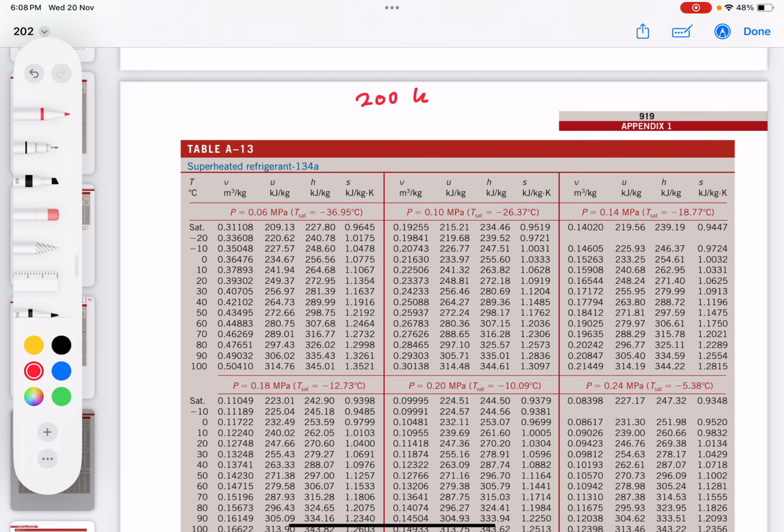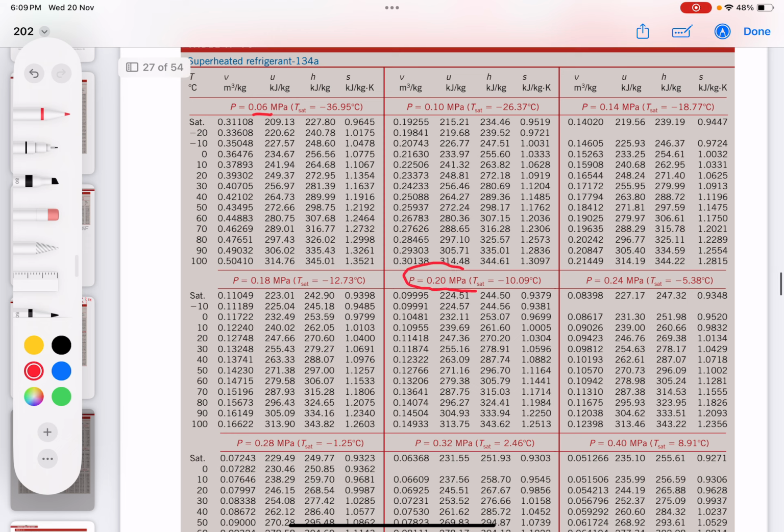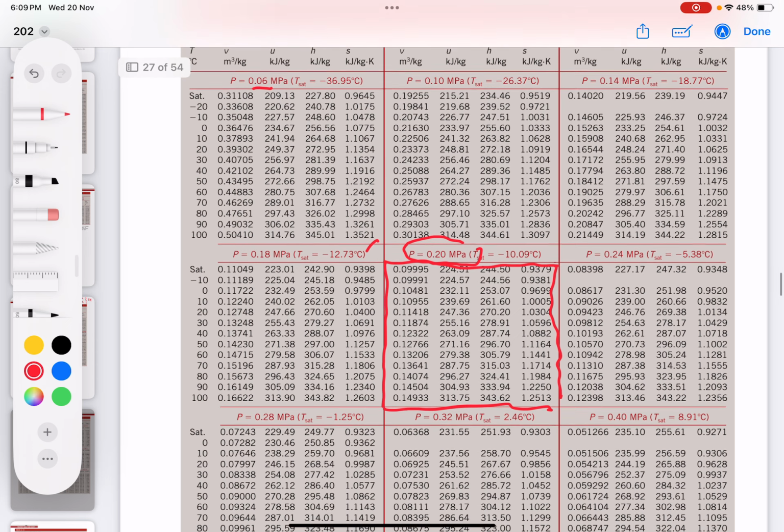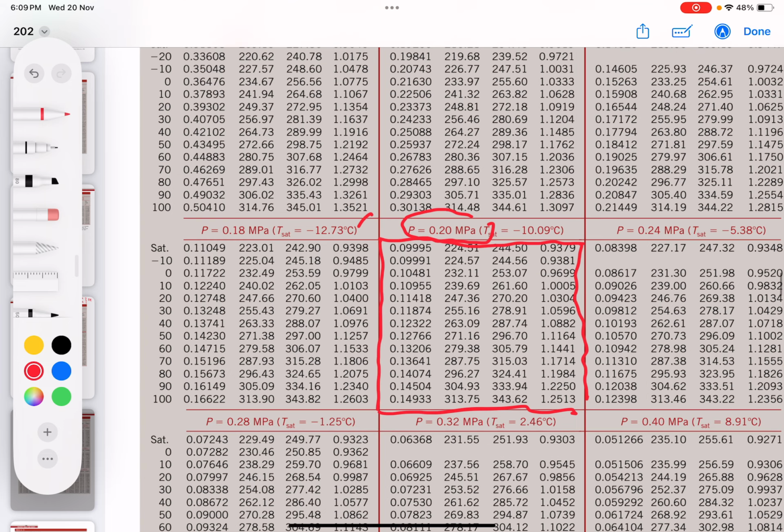Because they use megapascal here, to convert kilo to mega I have to divide by 1000, so it's going to be 0.2 megapascal. So I have to use most probably this table, because the pressure given was 0.2 megapascal, and my specific volume was 0.12322. Lucky for me, I don't have to do interpolation just like example 1, because the value here is an exact value.